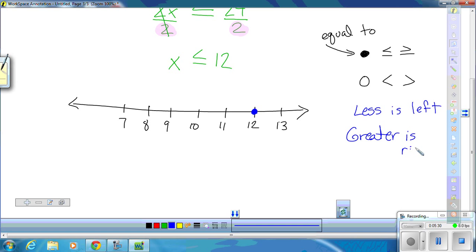Less is left, so the L's go together. Less is left. So in this case, x is less than, notice the arrow is pointing left. That's also a reminder. Less than, so that means that I want my arrow to go this way. So that means that all the numbers on this side of the number line are possible solutions for x. So less is left. Closed dot for equal to, open dot for not equal to, greater than is to the right.